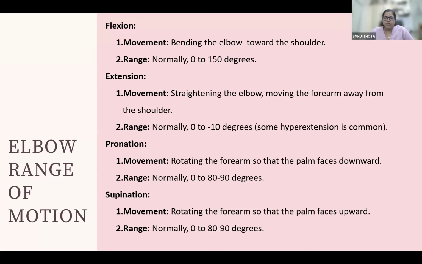And pronation is rotation of the forearm so that the palm faces downward. This is the pronation, and this range is normally 0 to 80 to 90 degrees. And supination is rotating the forearm so that the palm faces upward. And here, pronation and supination are equal, 80 to 90 degrees.